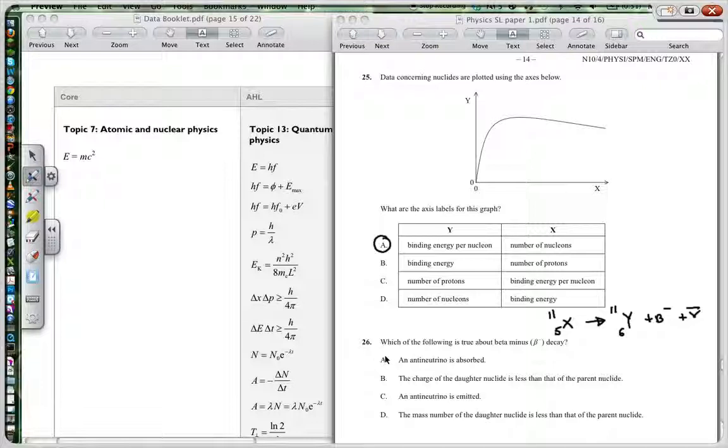So an antineutron is absorbed. No, it isn't. It's released. The charge of the daughter nuclide is less. No, it's actually more. An antineutrino is emitted. That's correct. The mass number of the daughter nuclide is less. That's not true. It stays the same. So 26C.